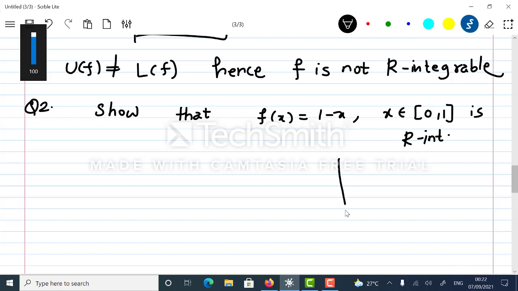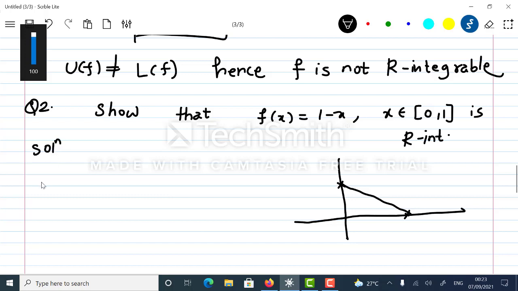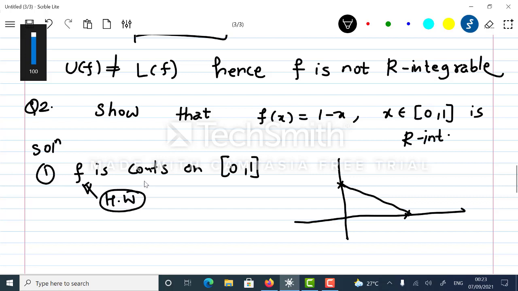One can also observe that this function is straight away a polynomial between 0 and 1. It will be a decreasing function, and being a polynomial, it is continuous and differentiable. So one can straight away say that one of the solutions could be: f is continuous on the closed interval 0, 1. So how to show f is continuous? This could be homework. You can think about this.